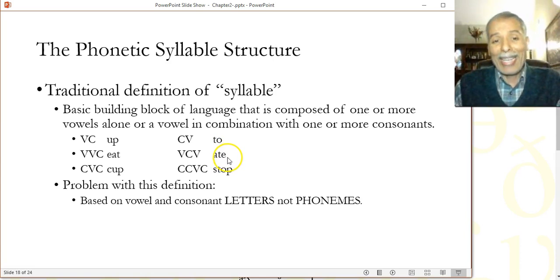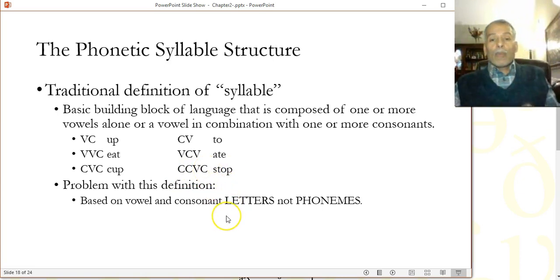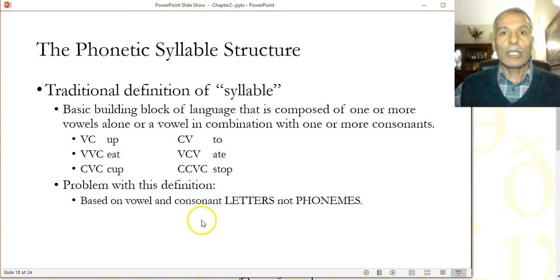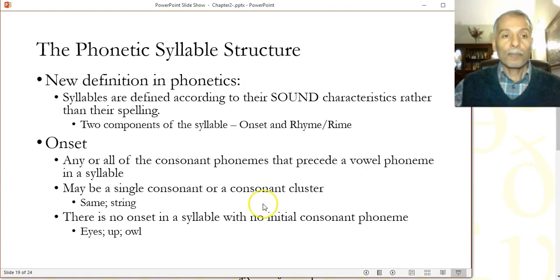But we don't say the E at the end. So even though this is VCV, as in ate, that is just the way that you write it. But in phonetics, it's totally different. You have just a single vowel at the beginning and a single consonant. You don't say that letter here. The same, cup and stop: consonant, vowel, consonant. Again, it doesn't capture the phonetic properties of the syllable. So we need to define the syllable in terms of phonetics.